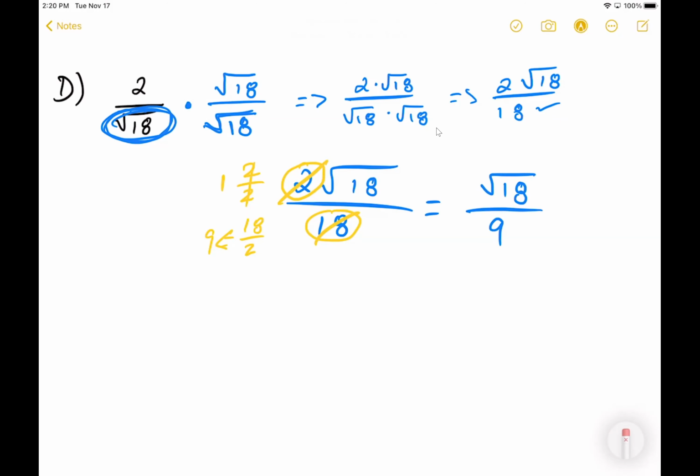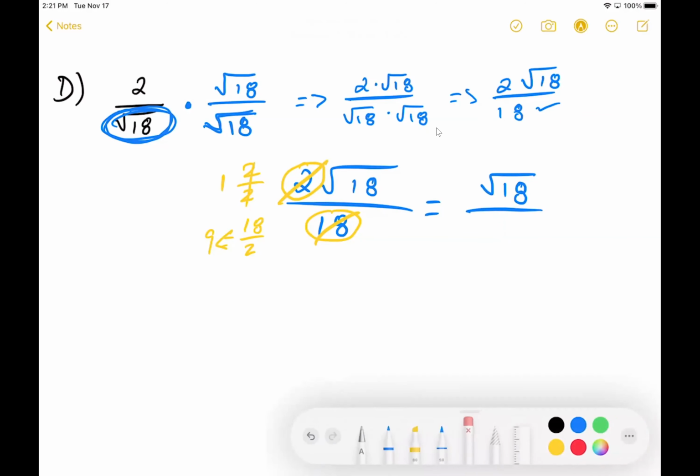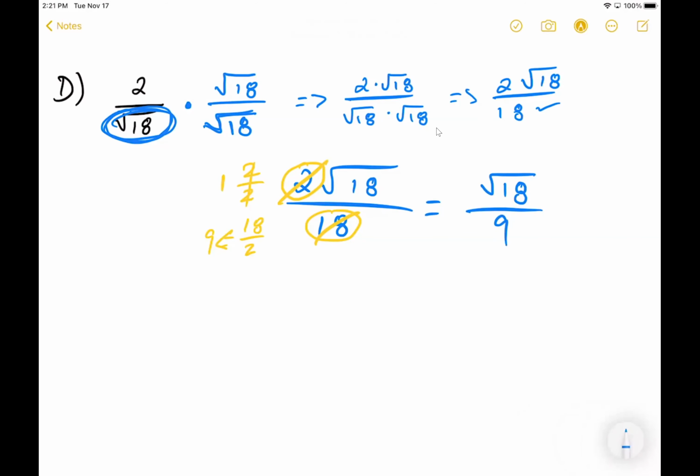And again, do not make this careless mistake and say, the 9 and the 18. Remember, the 9 is a whole number. The 18 is in the radical. This 9 and this 18 cannot be reduced because one of them is in the radical, one of them is in the whole number. And then you say, okay, this is my answer.